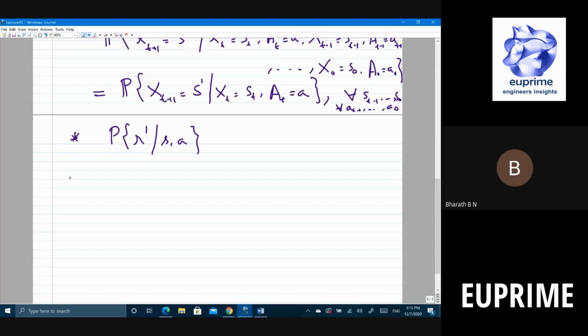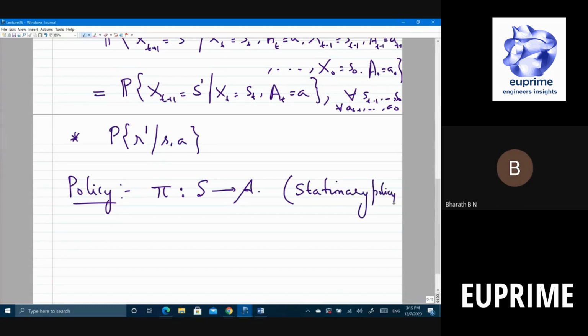let's look at what is a policy. You have to take an action when you are in a certain state. Maybe you should take an action when you are in a certain state, and you also have the time information. But in general, a policy pi is a mapping from the set of states to the set of actions. Is this fine? So this policy is called a stationary policy.